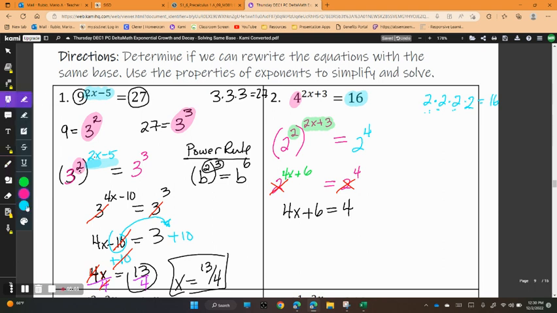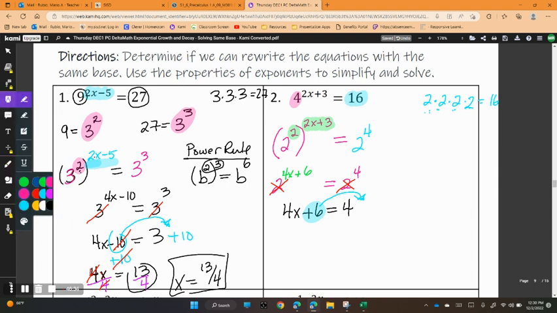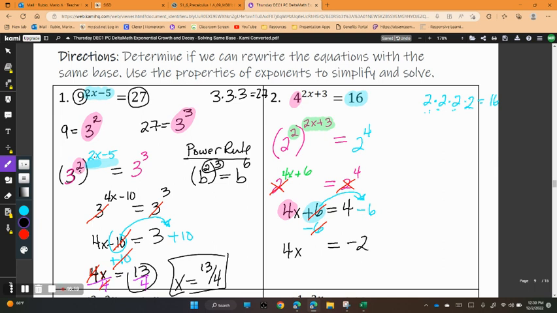Now I want to solve for x by bringing that 6 over to the other side of the equation. I'm going to do that first, and then I'm going to come back for this 4. So let's do the 6 first. I'm going to subtract 6 from both sides so that my 6's cancel out on this side. Bring down my 4x. 4 minus 6 is negative 2.